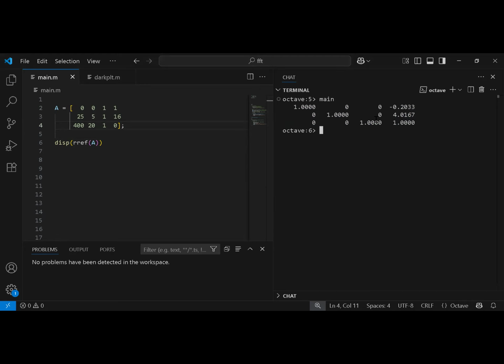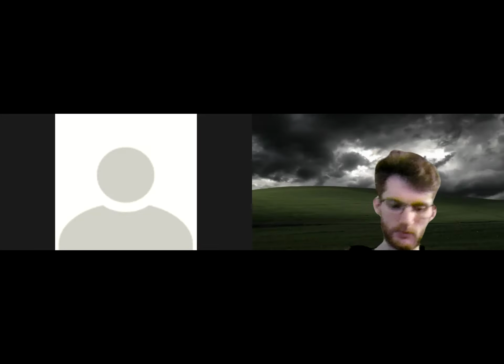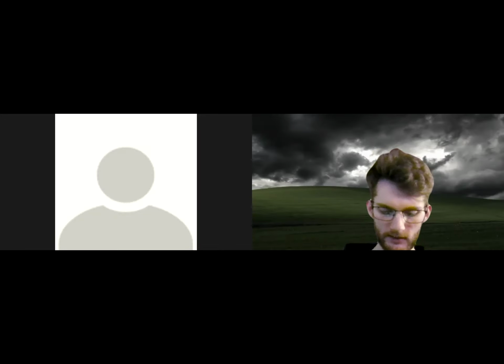So let me write this down on my iPad real quick. I gotta erase a few things to make space. So let me write down this augmented matrix, which has the diagonal of ones. And then I'm going to round that first number to negative 0.2. I'm going to round that to 4. And then I'm going to round that last number to 1. All right. Now I'm going to stop sharing my screen and I'm going to share my iPad screen once more.